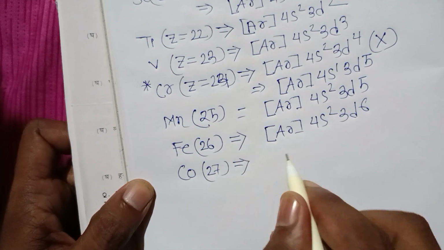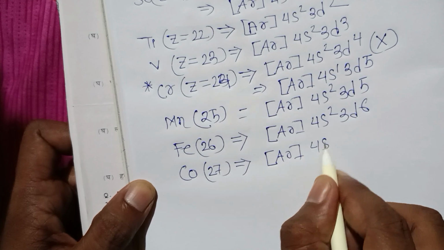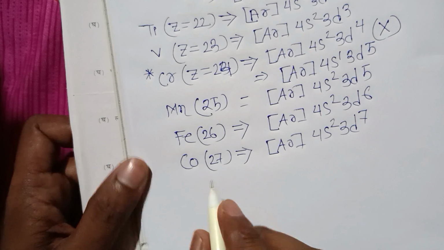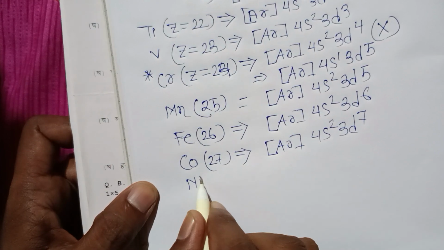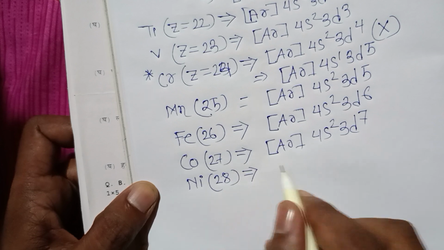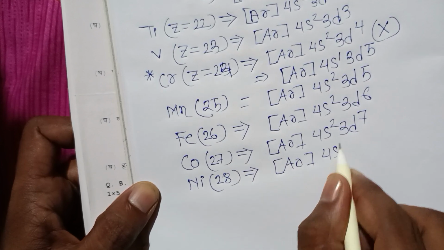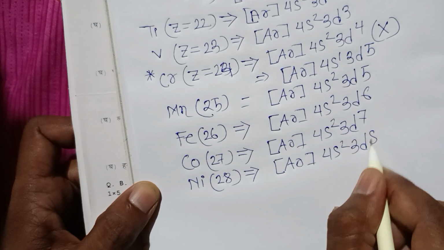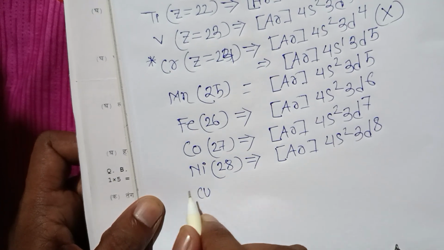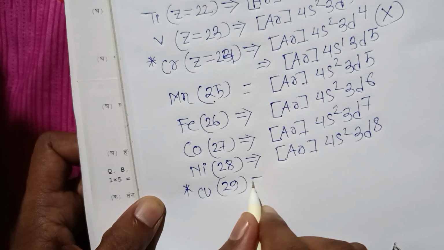Next move to cobalt, Z equal to 27, Ar 4s2 3d7. Next move to nickel, Z equal to 28. So the configuration is Ar 4s2 3d8.